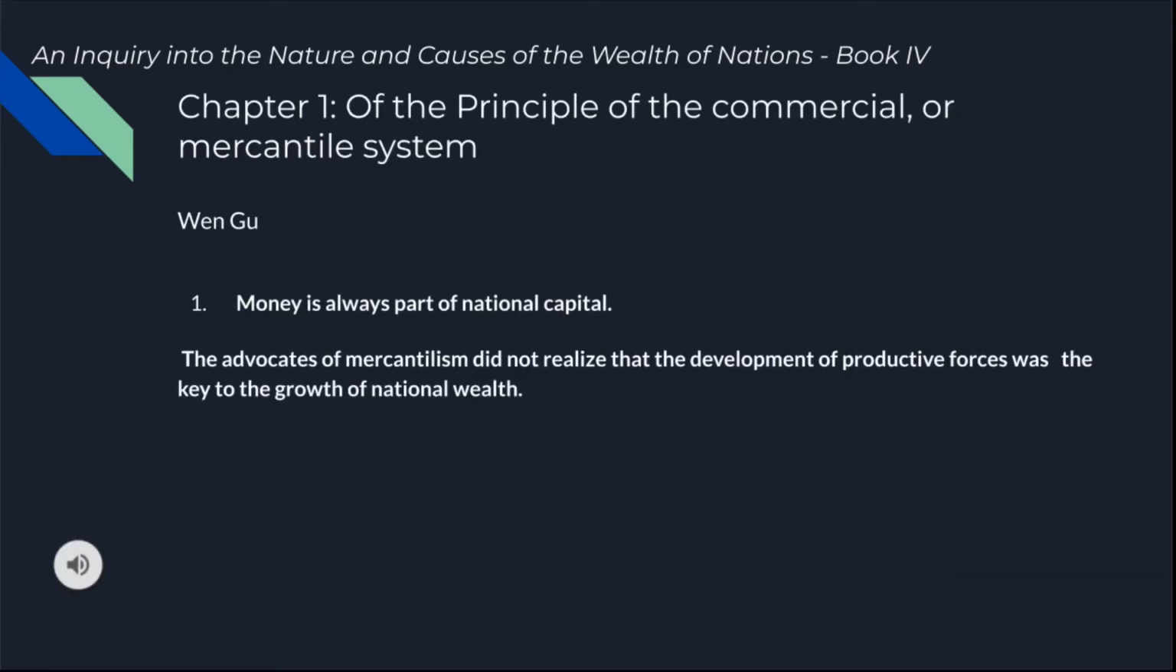In the first chapter, Adam mercilessly criticized mercantilism. In the eyes of mercantilist rulers, the wealth of a country is not the labor and the goods produced by its people, but money. The advocates of mercantilism do not realize that the development of productive force is the key to the growth of national wealth. Instead, they only see the world's greed and thirst for gold and silver, and blindly pursue the growth of gold and silver. Trade is an easier way to earn money than hard work and economy.